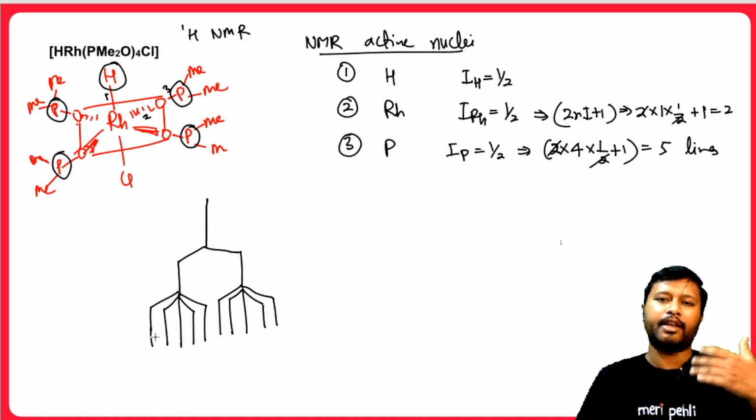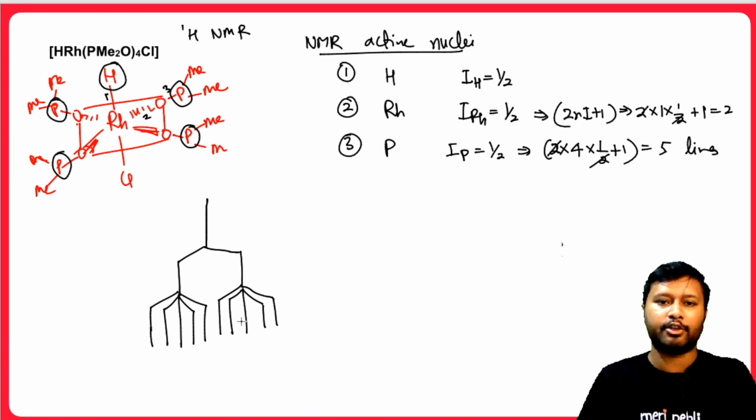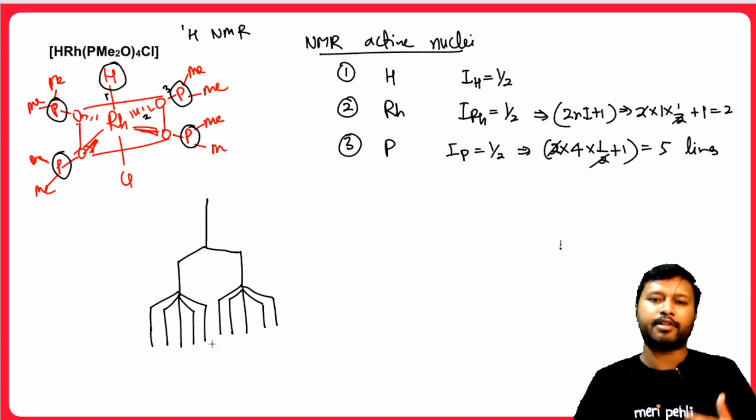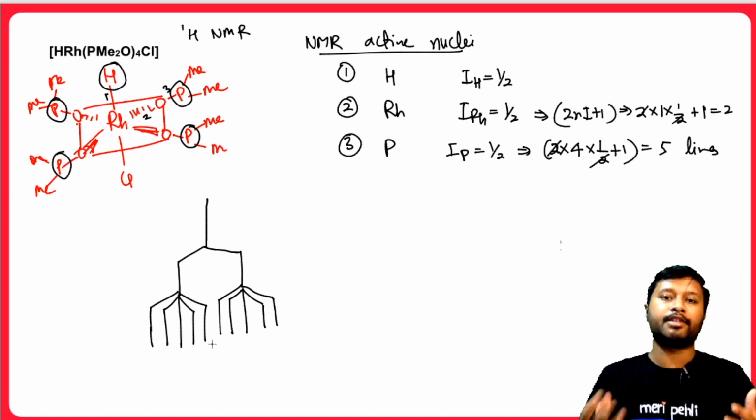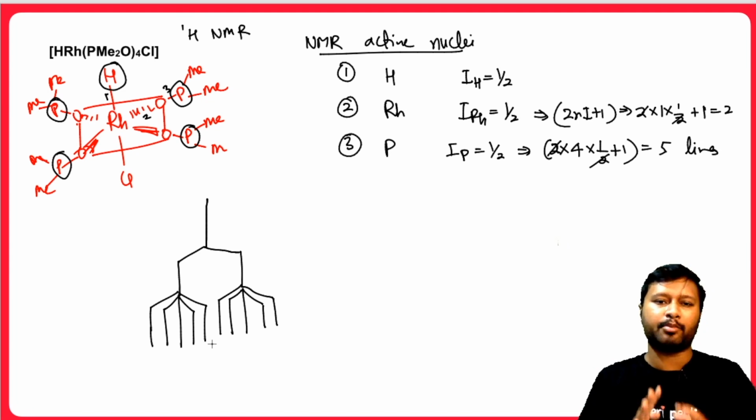Now we can also calculate the intensity of these lines, but that I will discuss in the next video, where we will discuss how you can find out the intensity of the peak. Here we will just talk about how splitting takes place, because if you understand this, the next thing is very easy to do. So I think this is clear to you, how the grouping has been done.